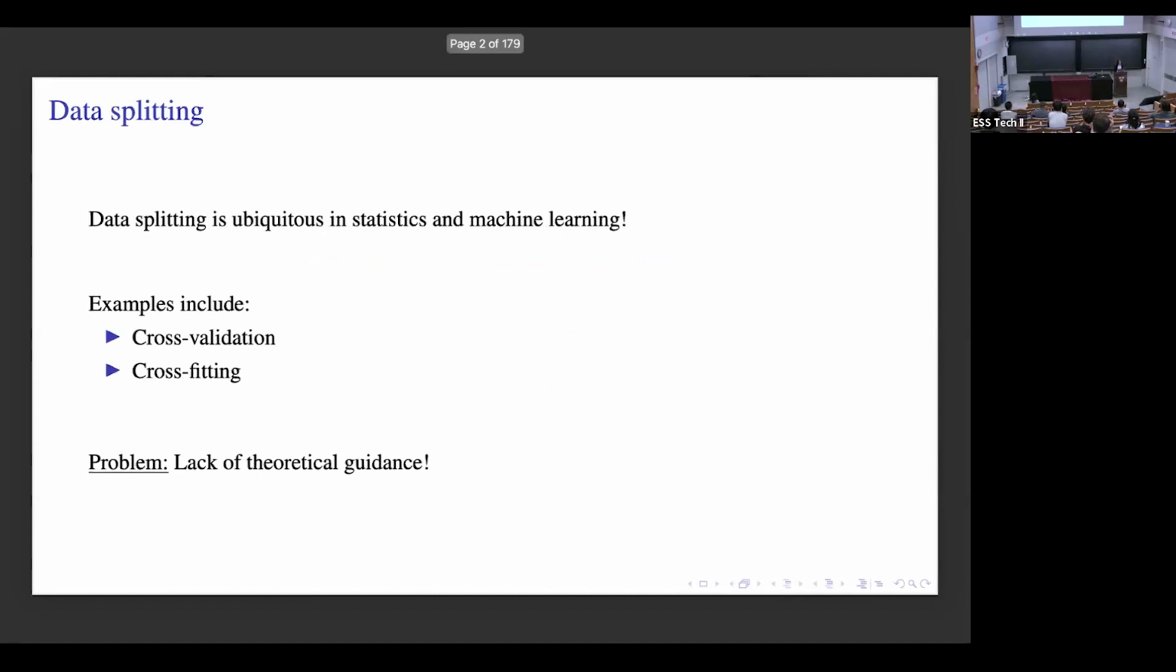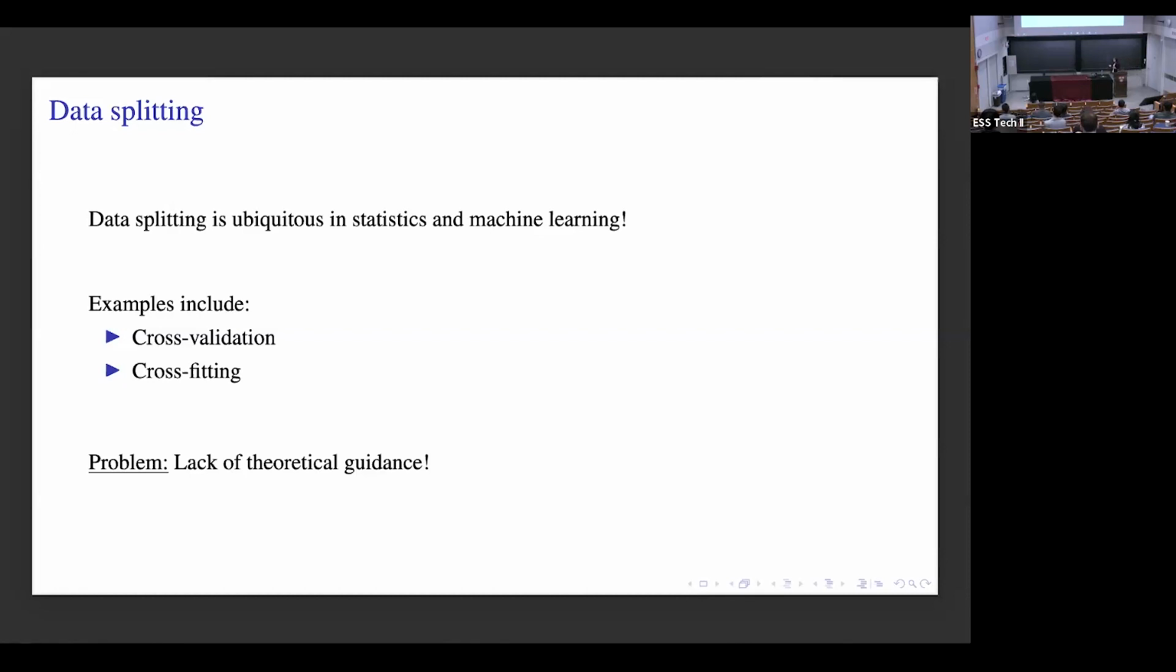Okay, so what do I mean by data splitting? Many machine learning and statistical estimators, as part of their training, will at some point take the data and split it into 2 or more folds and then treat each one of those folds differently. Cross-validation is, of course, a classical and important example of this. In cross-validation, we split our data into k different folds and then use this to try to estimate the risk of an estimator. Cross-fitting, for example in double debiased machine learning, is another classical example of this.